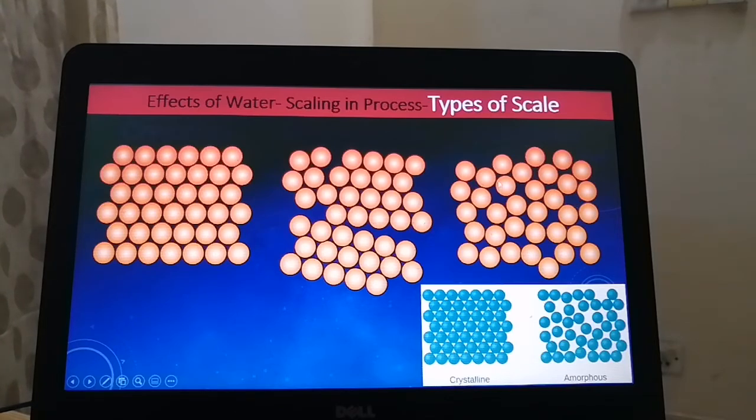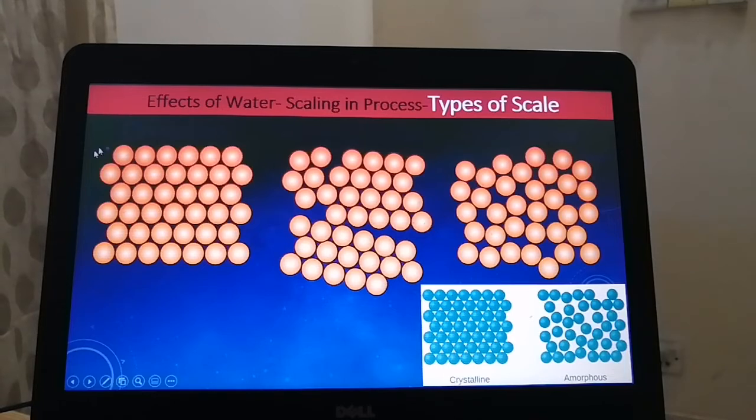So here there is a gap, here a gap, here a gap. So it's loosely bound and it's porous. These three kinds of structure we also find in scaling, and that's why we can classify the scales in three categories.